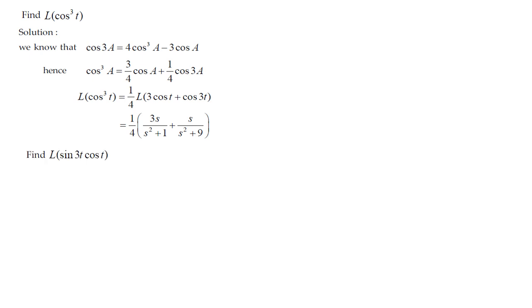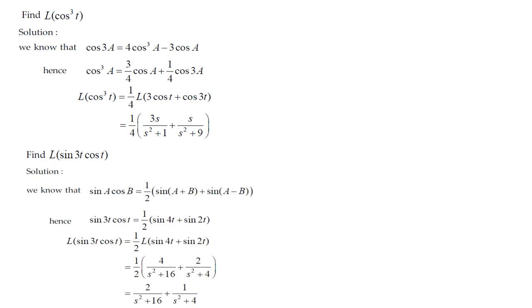Similarly, let us see another sum, Laplace of sin 3t cos t. Here we are going to apply the trigonometric formula sin a cos b, which is equal to 1 by 2 [sin(a plus b) plus sin(a minus b)]. Hence, for sin 3t cos t, it is going to be 1 by 2 [sin 4t plus sin 2t]. When we apply Laplace on both sides, we arrive at the answer as 2 divided by s square plus 16 plus 1 by s square plus 4.